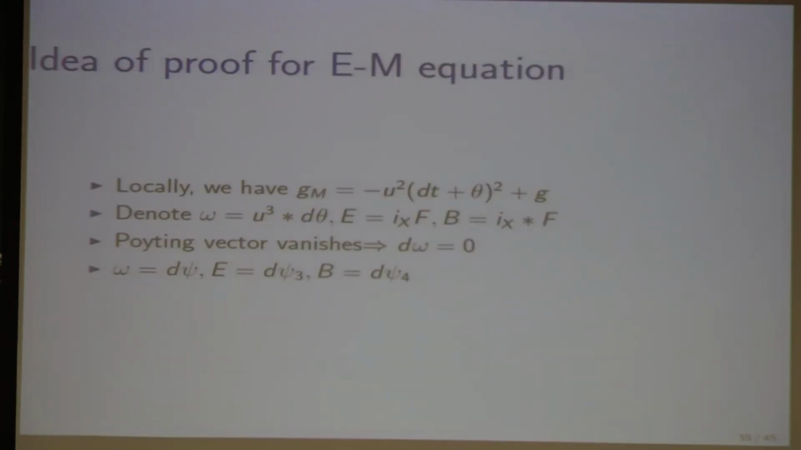So the proof idea is similar, but the computation is complicated. We have to consider this quantity here. We have to consider 2 more quantities: the electric field and the magnetic field. This condition, Poynting vector vanishing, implies this omega is closed. Why do we need this condition? The condition is just used here. Poynting vector vanishing implies this omega is closed. It's very important. These 2 guys are always closed.